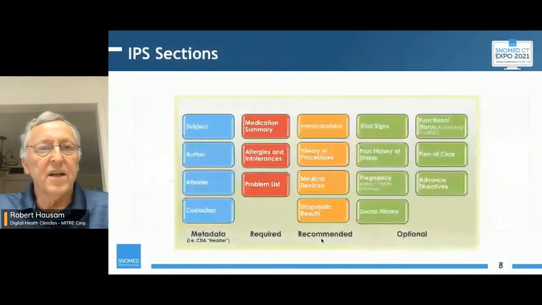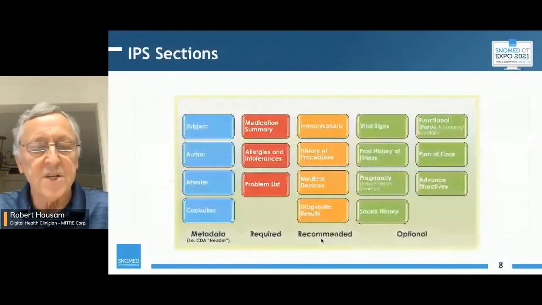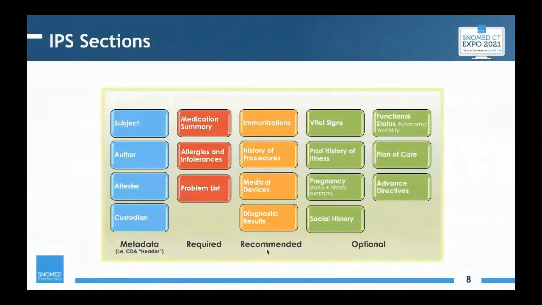So this slide shows a little bit about what's in the IPS, about the sections that we have, and what kinds of data is included. On the left-hand side, there are some sections about metadata, which include just basic information such as the subject and the author of the document and anyone who attests to it and anyone who's responsible for that. If you're familiar with the HL7 CDA specification, that's like the CDA header.